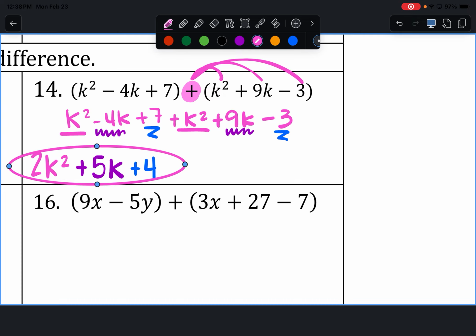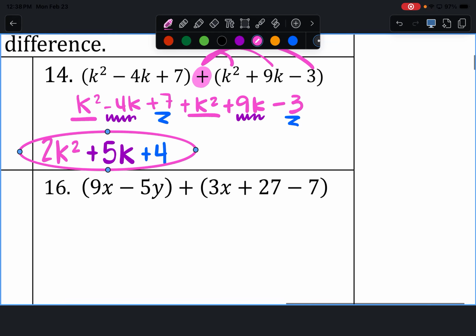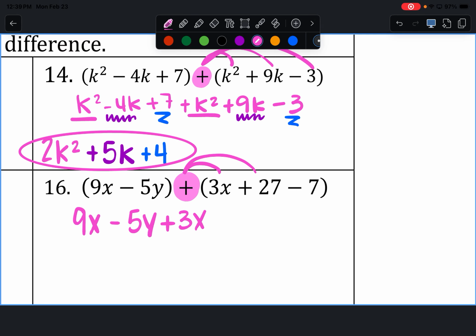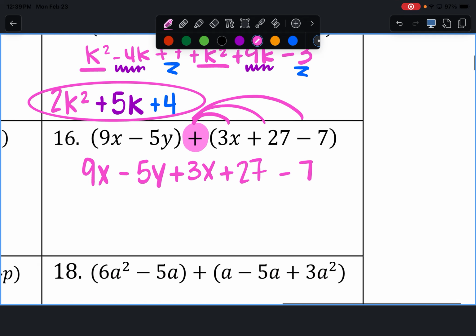For number 16, are we adding or subtracting? Okay, so does anything change with that first polynomial? Nope. So we bring it down. And then when we add, do we change signs? No. So positive and a positive is still positive. But a positive and a negative is negative. So from here, what term needs to go first?